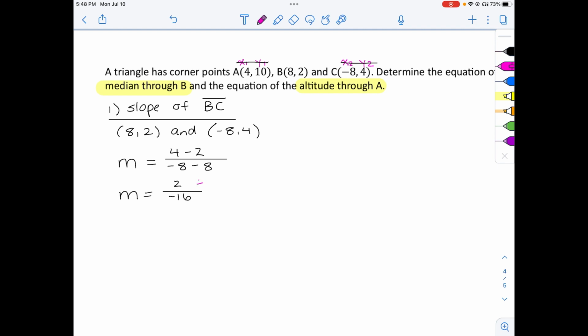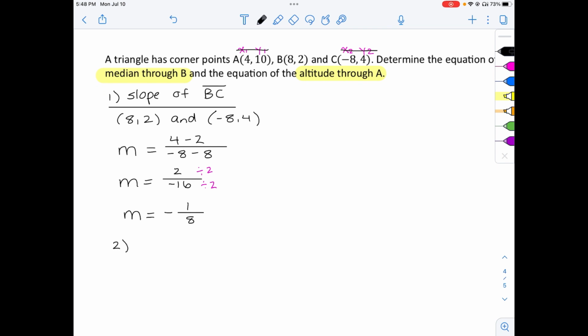So both of these are even numbers, so I can divide them both by 2. And then again, I'm going to pull out that negative sign to the front of the fraction just so I don't forget about it. So this is -1 over 8. Okay, so that is my slope of the line segment BC.